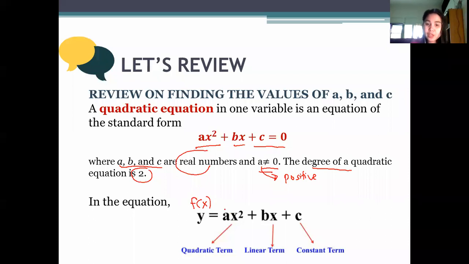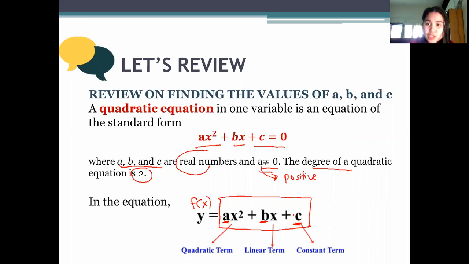In our quadratic equation, ax squared plus bx plus c, the numerical coefficient of x squared is called a. The numerical coefficient of x is called b. And the constant term, the term without any variable, we call c.